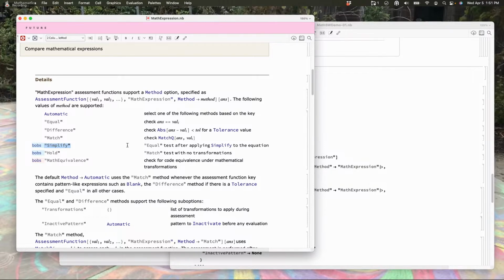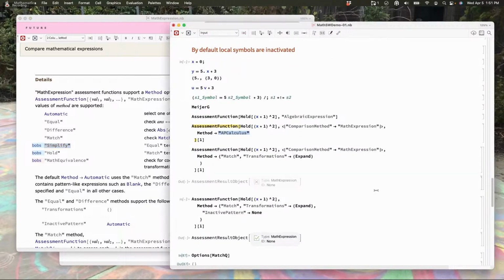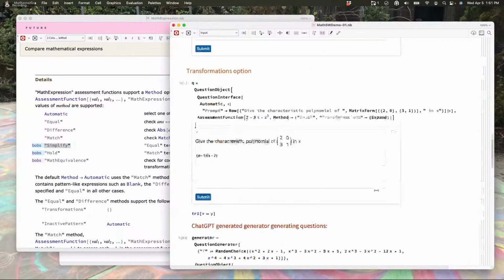I think it's too complicated. I think it's not the right thing. I think you should give a comparison function. It's either equals or it's same Q, whatever, and a canonicalization function. In fact, the whole thing could be wrapped together. It's essentially the assessment function. I think the only difference between that and what we have is that we also have the inactive pattern option, which I think you need.